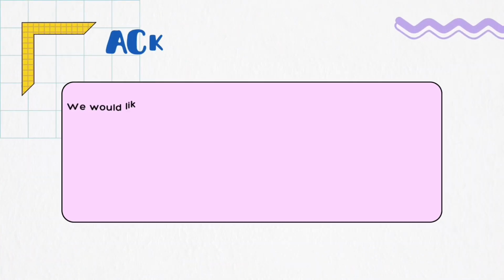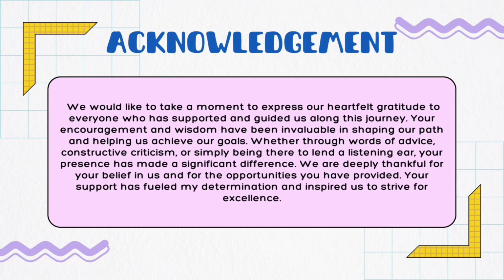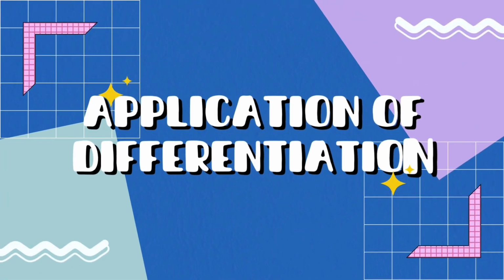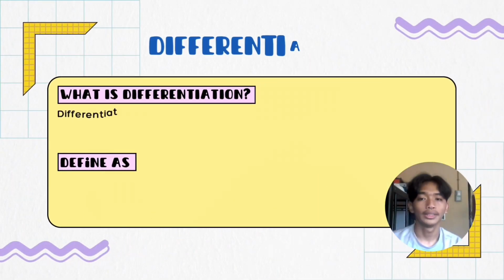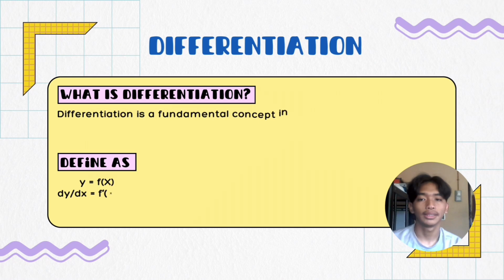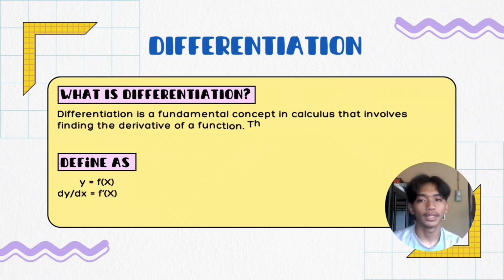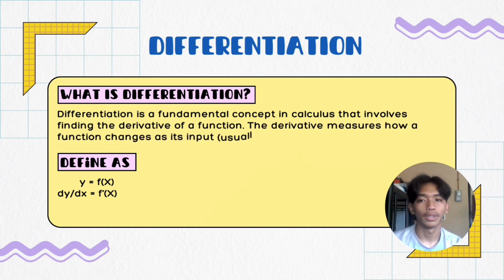We are going to present about our topic, which is related rates, where we are focusing on rate of changes. What is differentiation? Differentiation is a fundamental concept in calculus that involves finding the derivative of a function. The derivative measures how a function changes as its input, usually denoted as x, changes. Differentiation is defined as dy over dx.